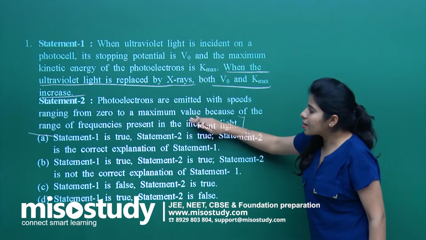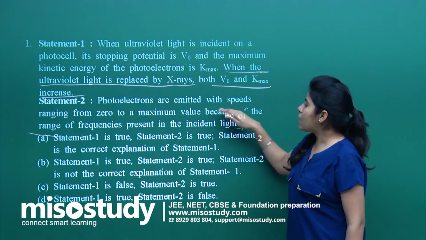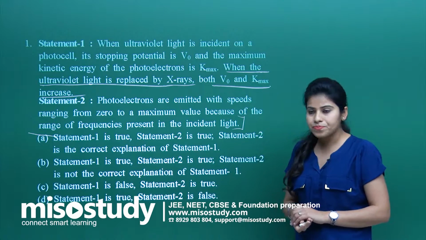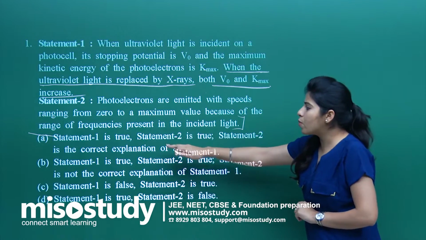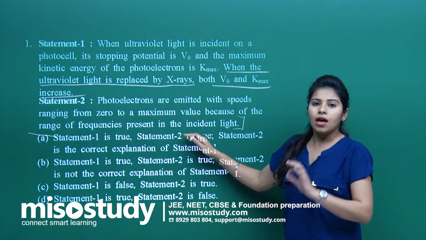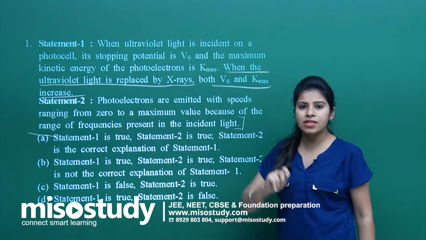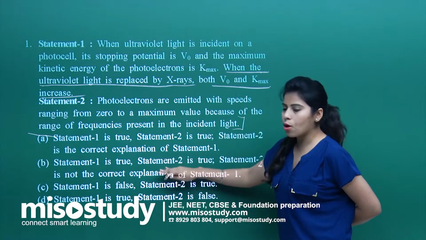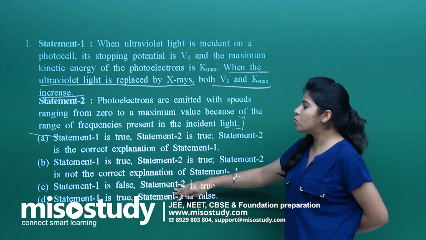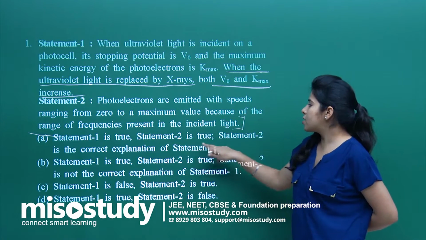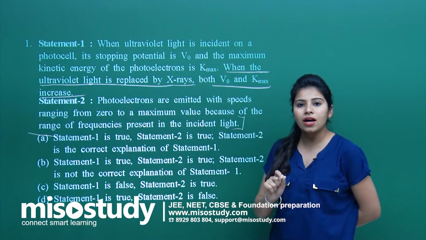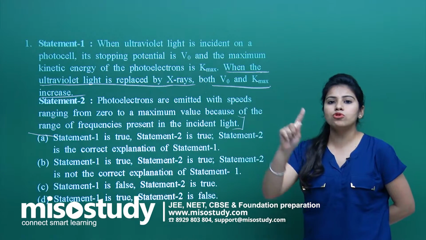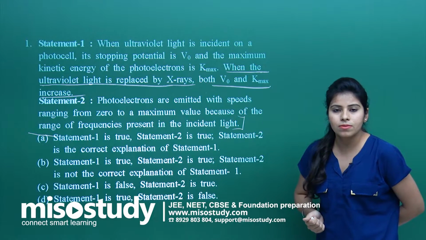According to them, the second statement is: photoelectrons are emitted with speeds ranging from 0 to a maximum value because of the range of frequencies present in the incident light. They have given us statements and we have to decide whether each is true or false, because 4 options have been given. In those options, statement 1 is true, statement 2 is true, and statement 2 is the correct explanation of statement 1. We have to pick one particular answer.